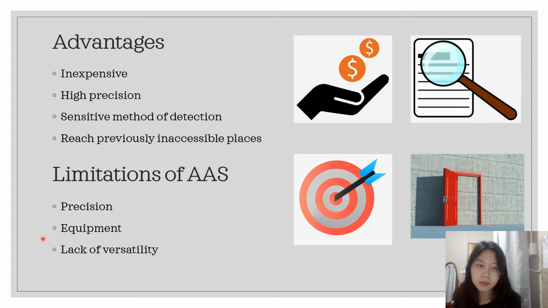The third limitation is that it lacks versatility. Most AAS practices focus more on liquids than solids. This is because the substance has to be vaporized first before it can be analyzed.